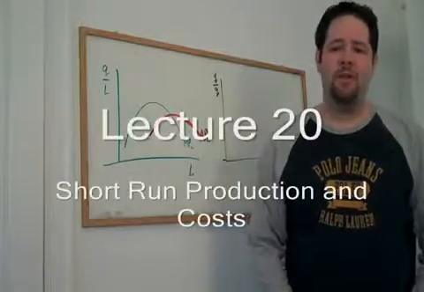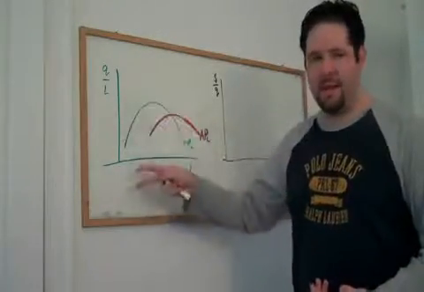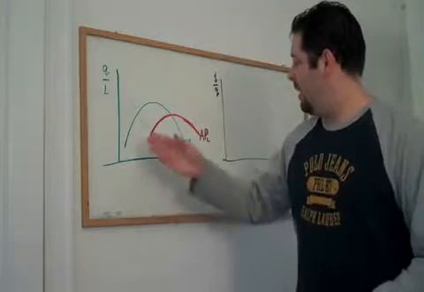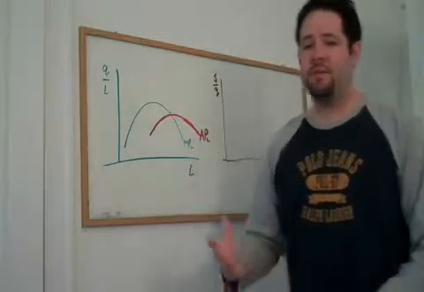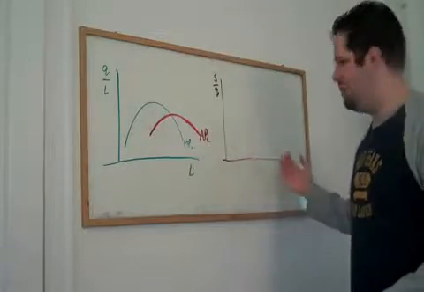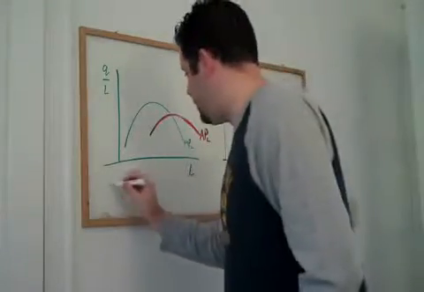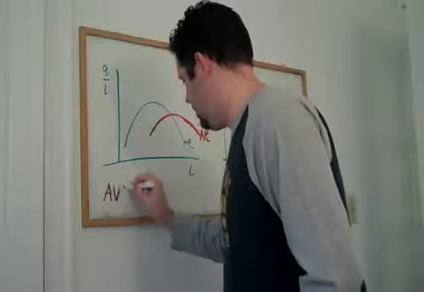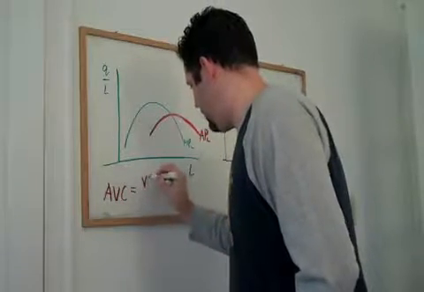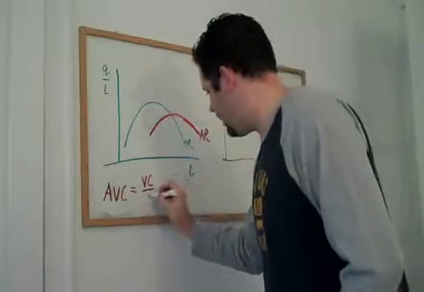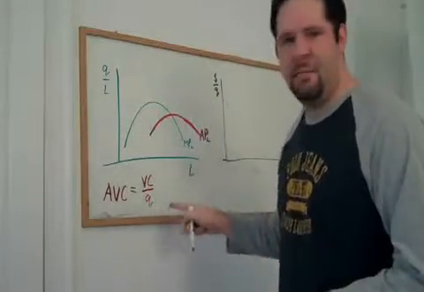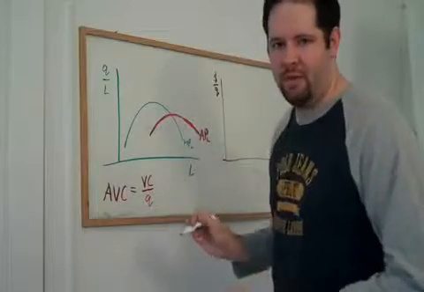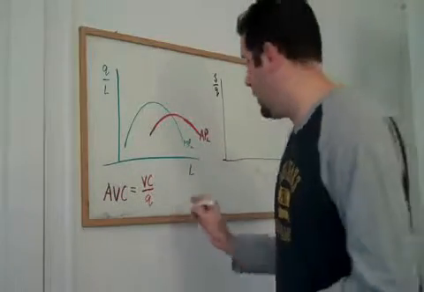In this video, I use the graph from last time in lecture 19, relating the marginal product and the average product, to derive the cost graph that will be the foundation for supply. Average variable cost is variable costs divided by quantity. Now, we can sort of manipulate this a bit to get a relationship with average product. So that's where we're going.